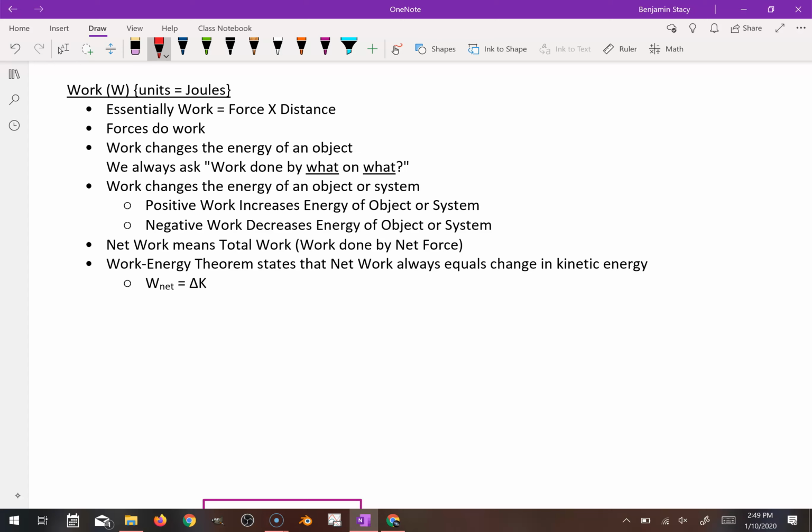Every time you're looking at work being done, ask: it's done by what on what? Forces are doing the work, so you ask the work done by what force in particular, or if you're looking at the net or total work, then you'd be talking about the work done by the net force. So the work done by what force? What particular force, or is it the net force? On what system or object is the work being done? What system or what object are we talking about?